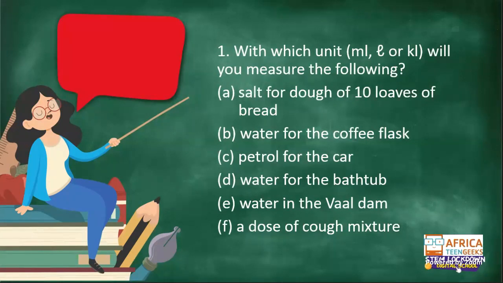Milliliters is correct. Remember we said milliliters is a smaller measure for small amounts of objects or materials, right? So milliliters is the correct answer. Okay. And then for B, water for the coffee flask.